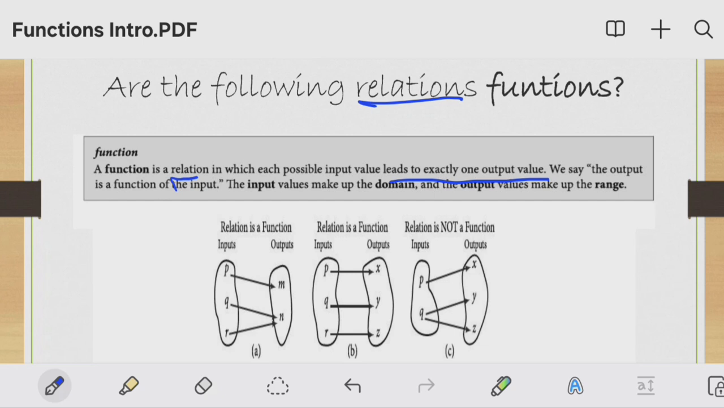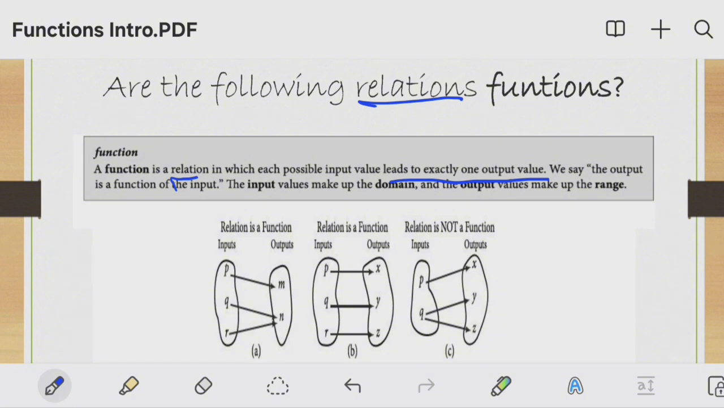I hope we remember that. By saying that each possible input value leads to exactly one output, think of it in this way. You are pressing a calculator, 2 plus 2, it gives you 4. You try again and you press the same calculator, 2 plus 2, it must give you 4 again and again and again. That is because that input is reliable. Our calculators are reliable. So inputs need to be reliable in order for us to consider it as a function.